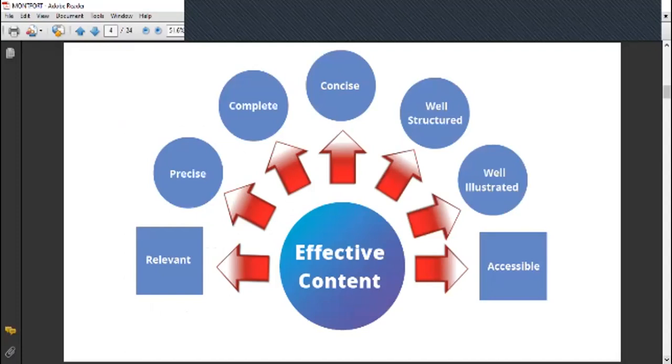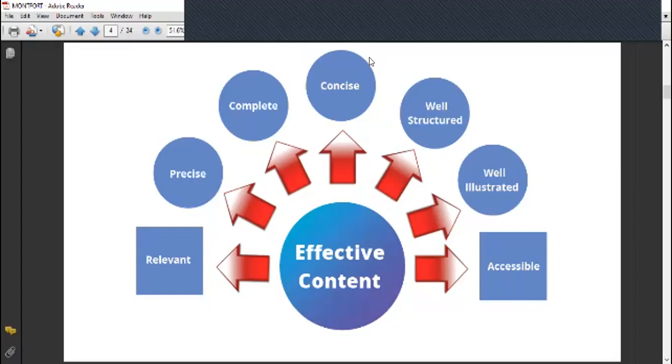Now, effective content. There are some features of effective content. In order to manage our time, we should know the content on which we are going to work, and how we are going to work in a planned way. So it is very important to know the content before we manage our time.